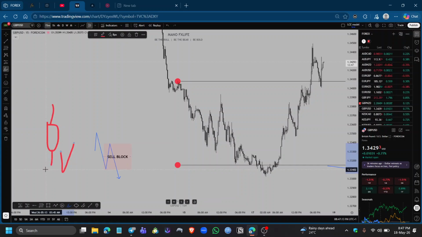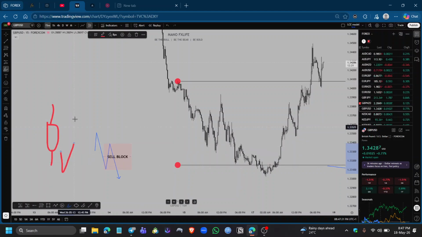Sorry. It's all right. So you wake up around 5 in the morning and you see the market has swept yesterday's low and it has moved up. What do you expect it to do next? I think that should be bearish.